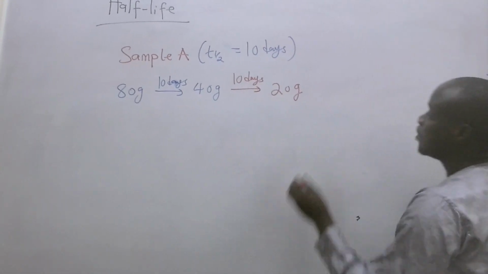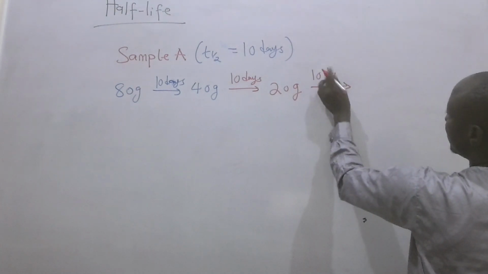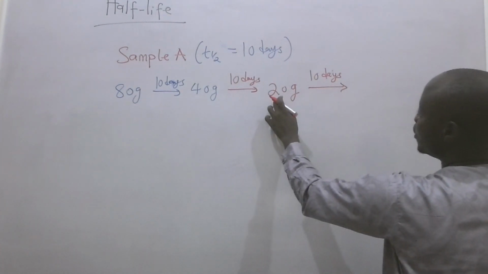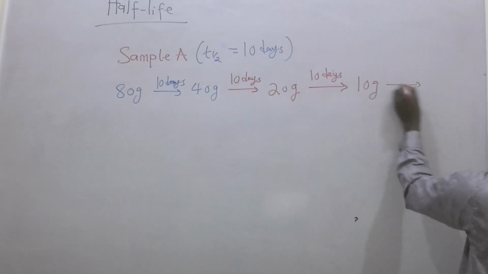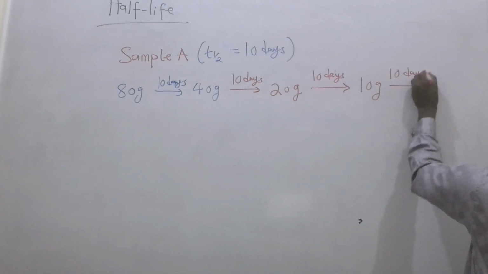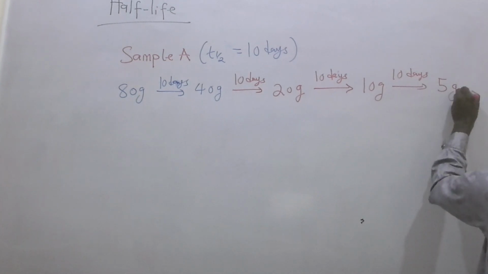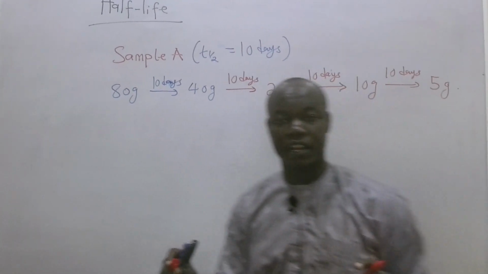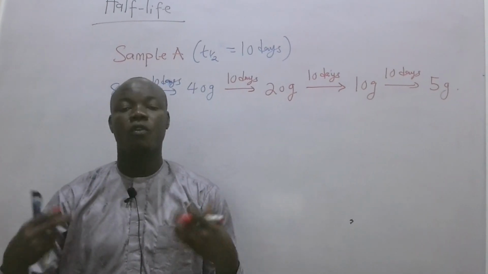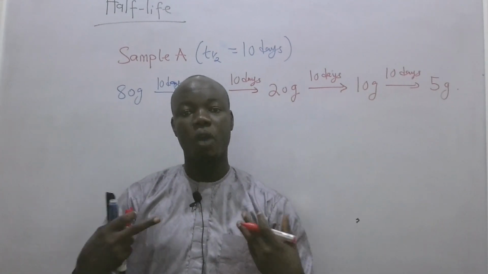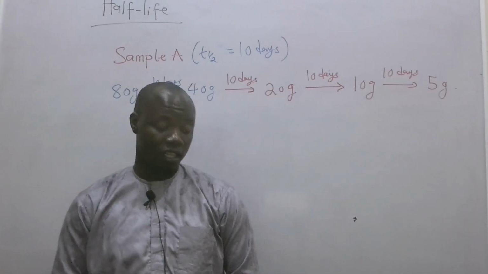And moreover, after another 10 days, this 20 gram will also decay to 10 gram. Then after an additional 10 days, it will decay from 10 gram to 5 gram. So this is what we call half-life. A half-life is the time taken for a radioactive substance or radioactive material to decay to half of its original mass, and that is what you call half-life.